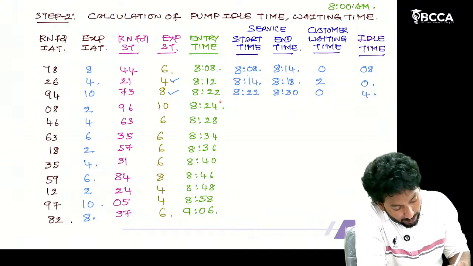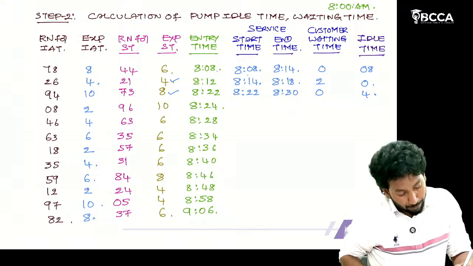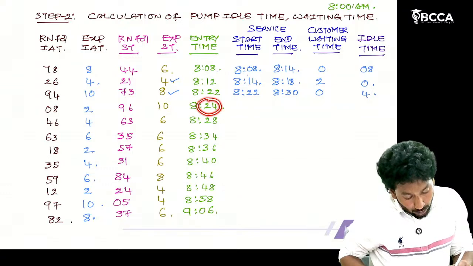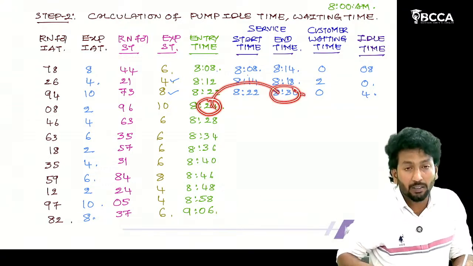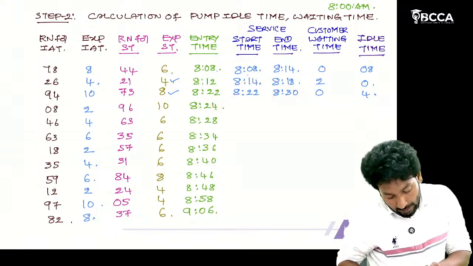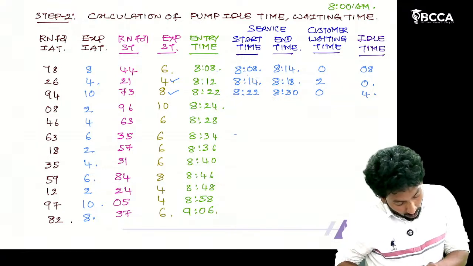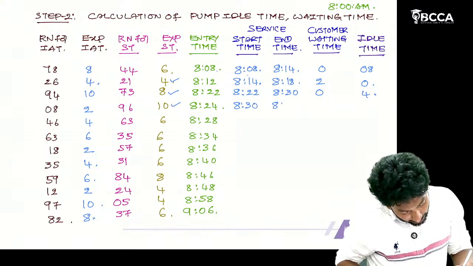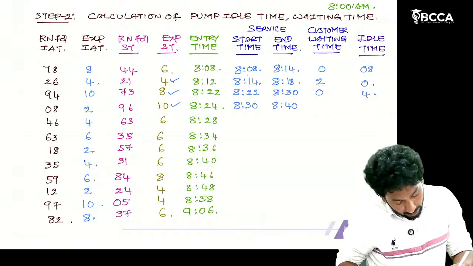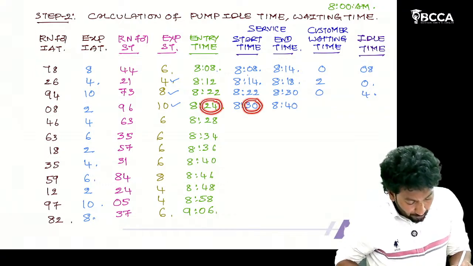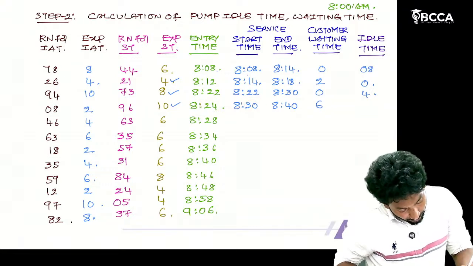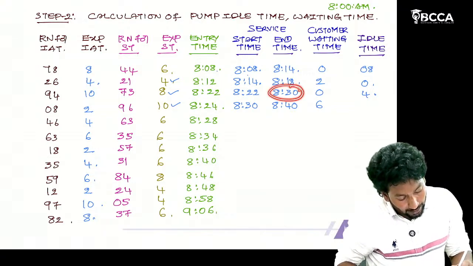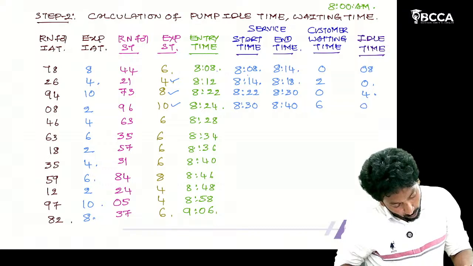For the next customer, he entered the queue at 8:24. The previous customer's service ends at 8:30, so by the time he entered the queue, the pump is busy with the previous customer. That means he cannot get the service immediately. His service will be started only after 8:30, that means at 8:30. Service for 10 minutes means service end time is 8:40. Check: he entered the queue at 8:24, service started at 8:30, so 6 minutes is the waiting time. Any idle time? Previous service ended at 8:30, next service started at 8:30. That means 0 idle time.